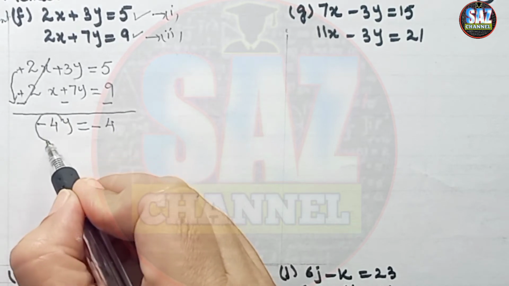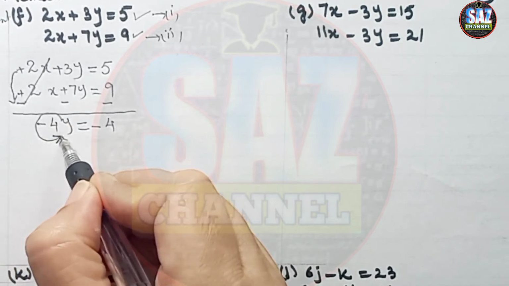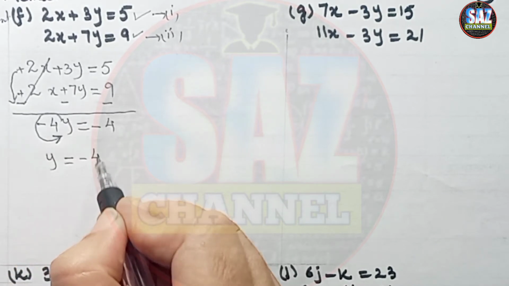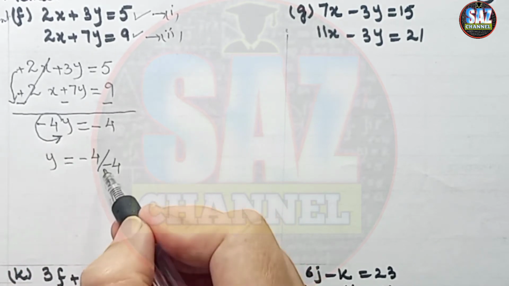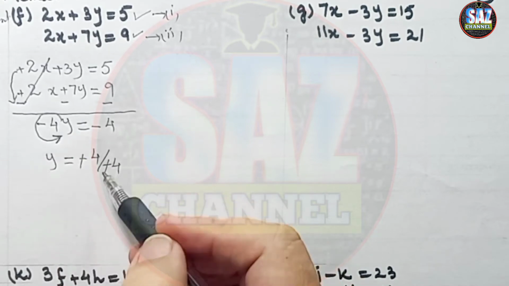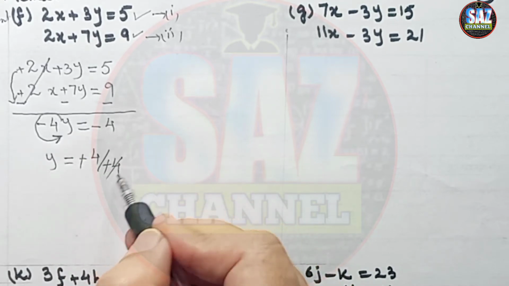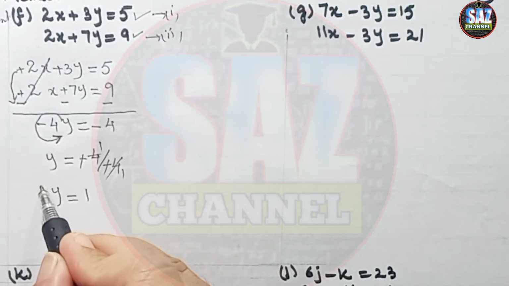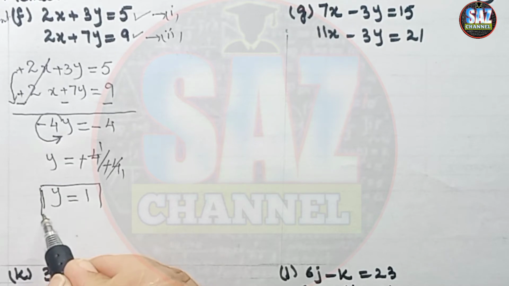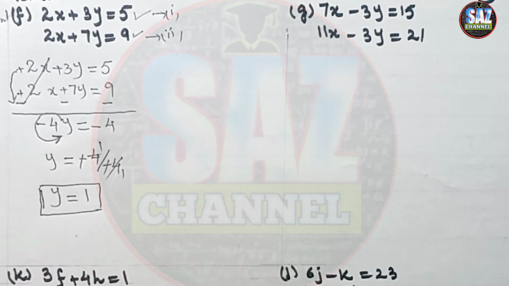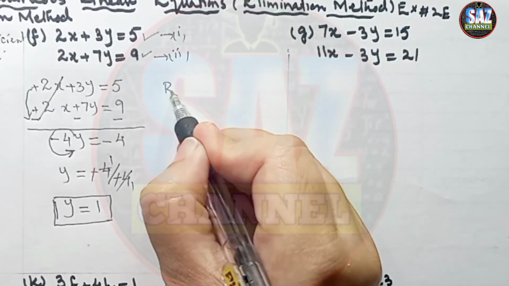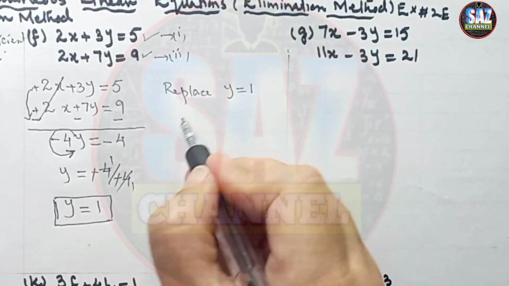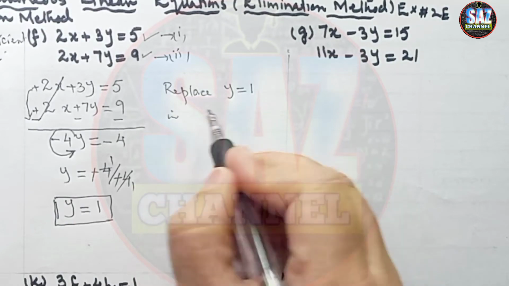Now, in order to get the value of y, I have to shift this 4 to the other side. So y equals minus 4 by minus 4. According to the rules of integers, minus goes with minus, and 4 ones are 4. So the value of y will be equal to 1. Now we have to replace y equals 1 in equation 1, or in any one of the equations.